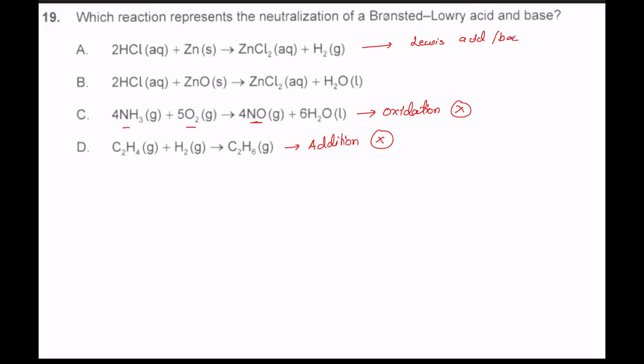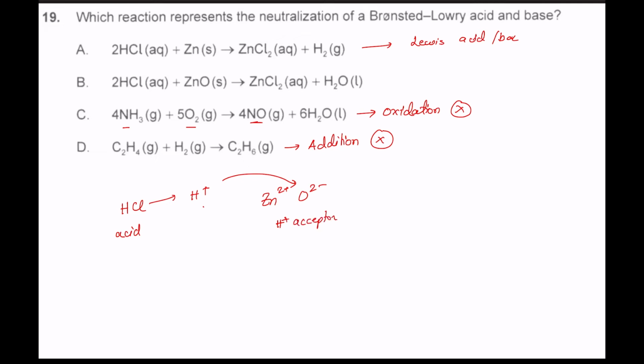Now coming to option B. Option B is working for us because HCl is donating an H plus ion. This is the H plus donor, or this is acting as an acid. ZnO, if you dissociate it, gives Zn2 plus and O2 minus. O2 minus will accept this H plus. So basically your ZnO is acting as an H plus acceptor.